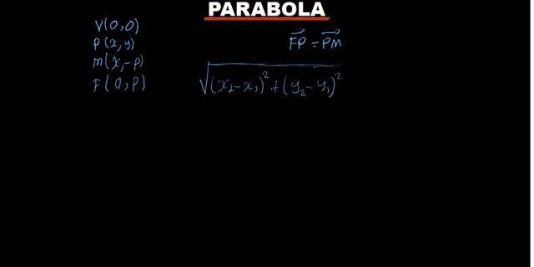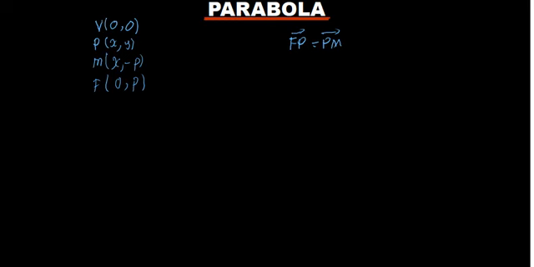Here it could be x1 minus x2, then you raise it to power 2. It's still going to be one and the same thing. You might get a negative value, but when you square it, it's going to be a positive value. So this is a formula that we are going to use to find the equation of the parabola when the vertex is at the origin.